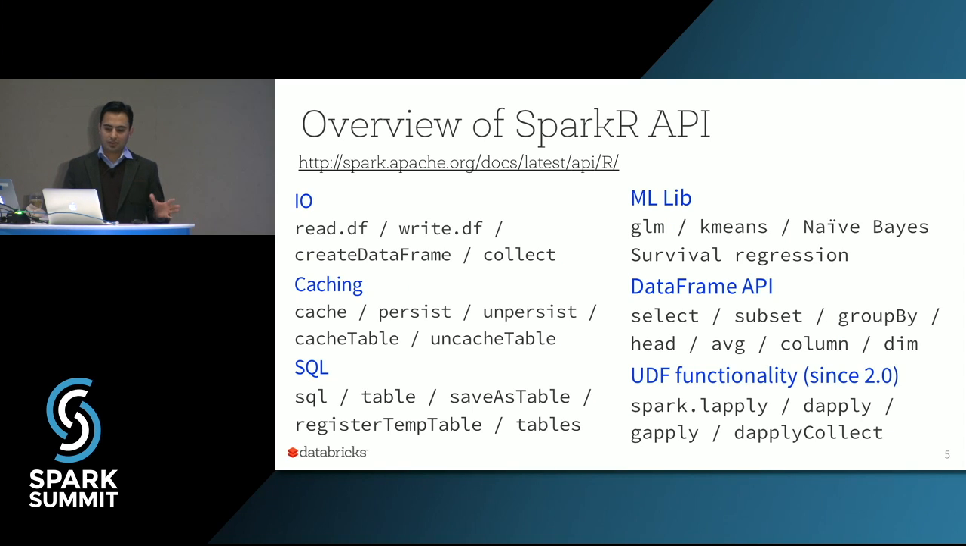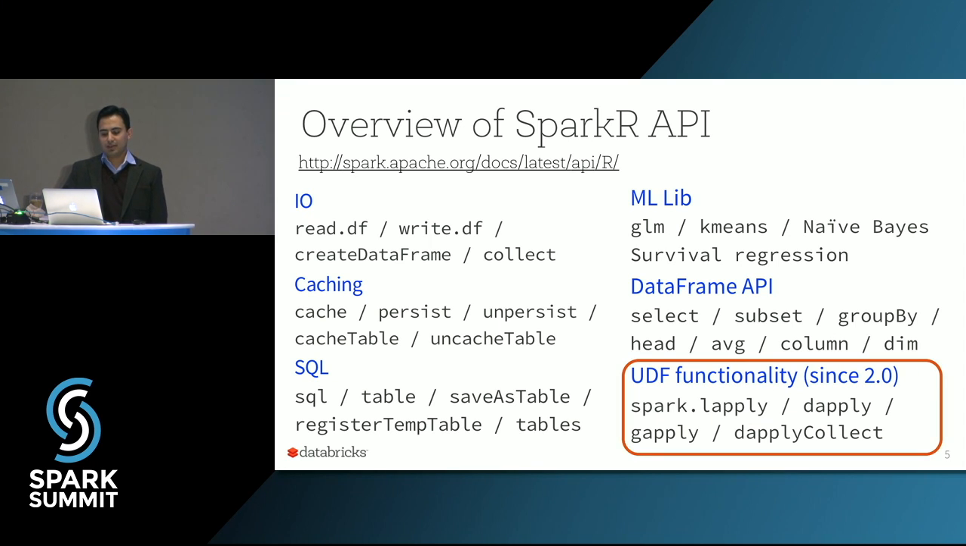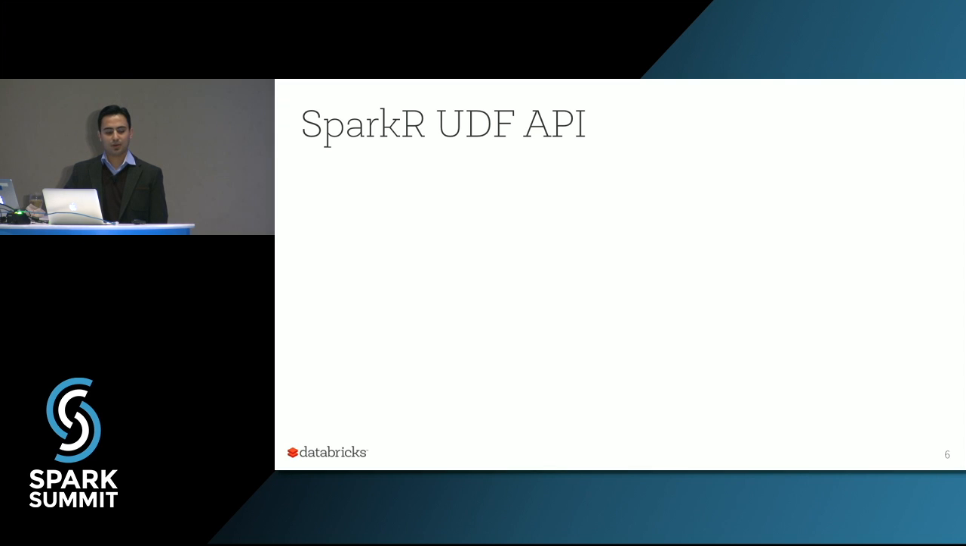So I use this slide to show a broad categorization of SparkR APIs. We have APIs for reading and writing distributed data. We have functions for caching and persisting data, SQL-related ones, and wrappers for machine learning, as Felix talked about this morning. That list is a lot larger than what you see there. You have data frame APIs, and finally we have the new UDF API, which is available since 2.0. So let's talk about those. What are they?